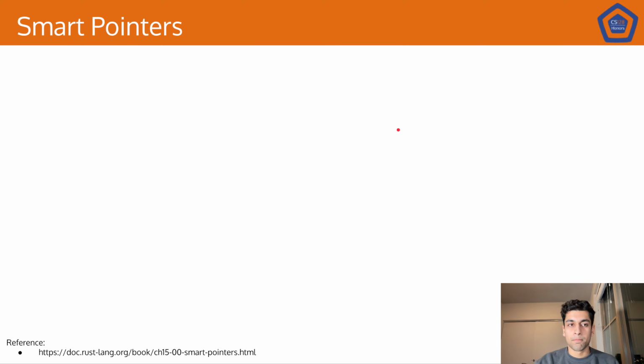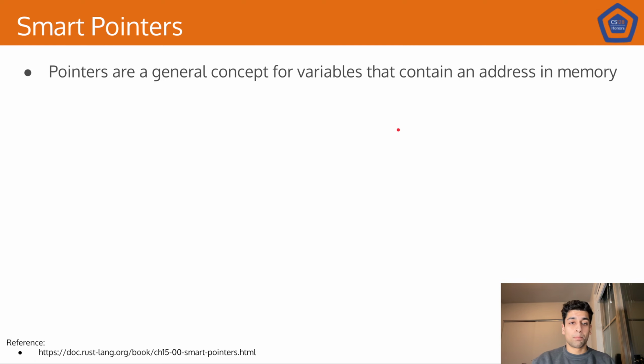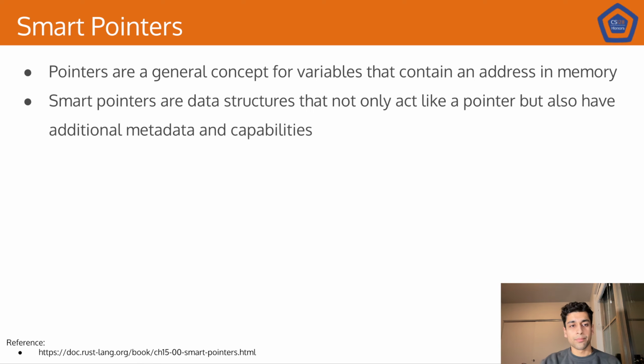Okay. So now on to smart pointers. Pointers are a general concept for variables that contain an address in memory. We talked about fat pointers when talking about references and slices. Fat pointers are just an address with a length associated with it. So pointers are this general concept for variables that have an address to memory.